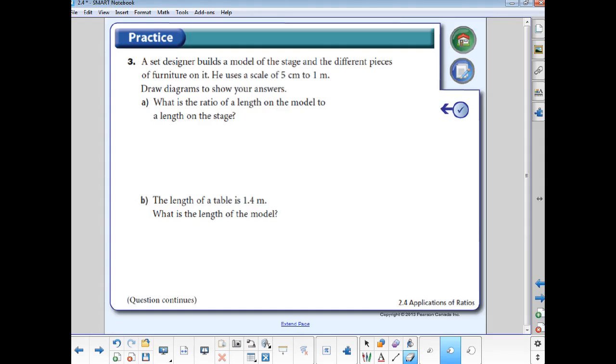So I've got my model, and then I've got my stage, which is my real life situation. The model is 5 centimeters, and the stage scale is 1 meter. That's not actual sizes, that's the ratio. This is the scale at this point. This is not the real size. The model is not 5 centimeters, the stage is not 1 meter, but that's the scale.